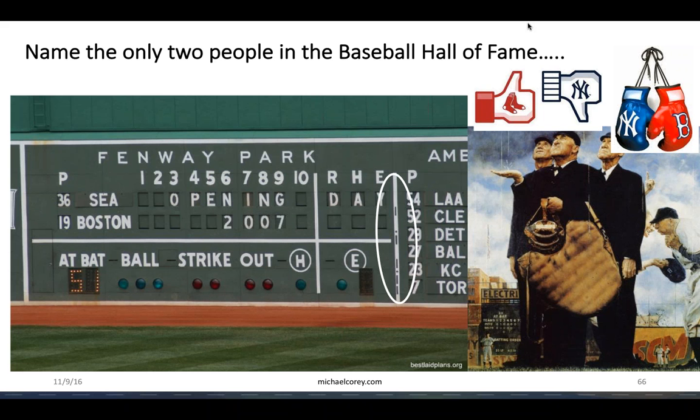So name the only 2 people in the Baseball Hall of Fame that never played professional baseball, weren't owners, weren't managers. For all intents and purposes, had nothing to do with the sport. They didn't create the sport.